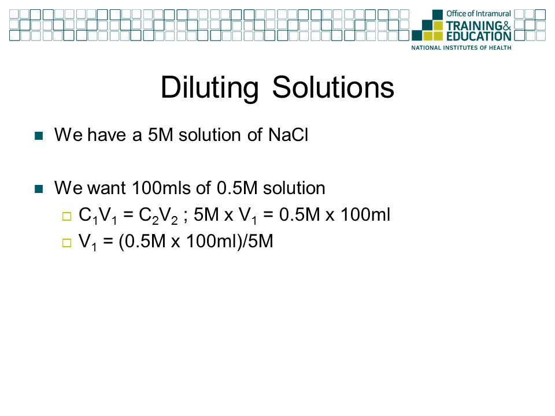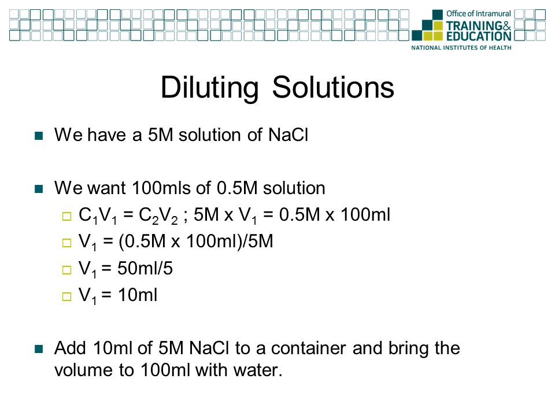The molars will cancel out, and we will get 50 millimolars divided by 5, which means our initial volume is 10 milliliters. This means that you add 10 milliliters of the 5 molar NaCl stock solution to a container and then bring the volume to 100 milliliters with water.